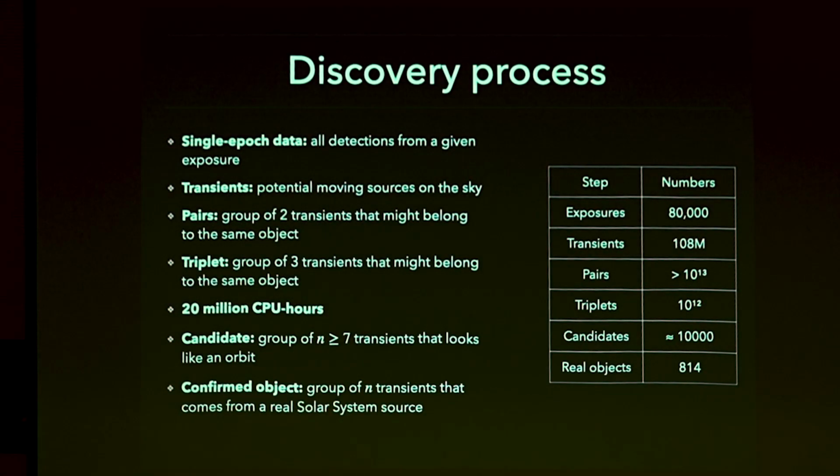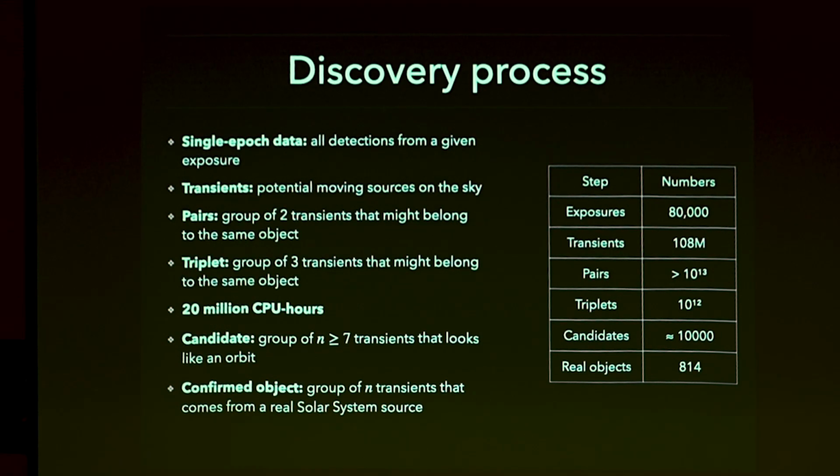Let me give you an overview of the discovery process and how we were able to find objects in the DES survey. We started with our catalog of single detections. We identified transients and linked them by finding parent triplets, spending 20 million CPU hours going to orbits, and then confirming these detections.